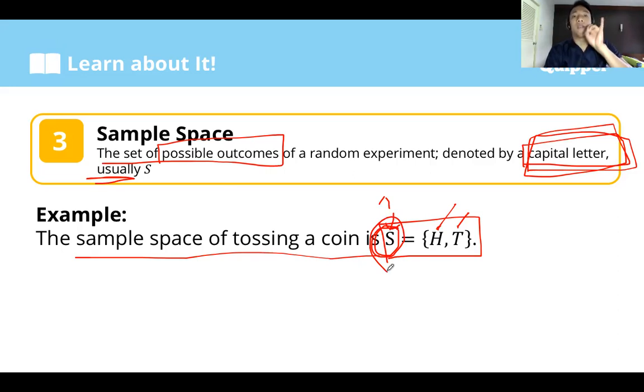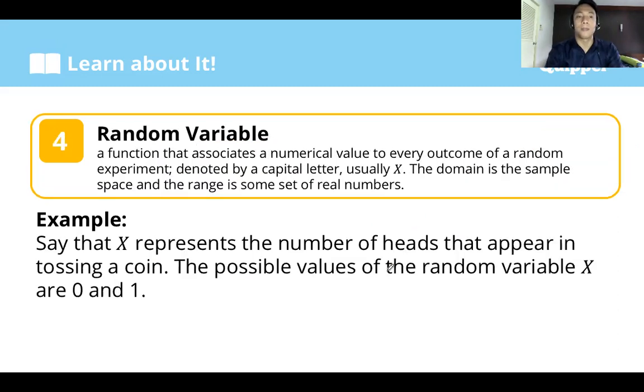Okay? So we have the first one, we have the random experiment. Number 2, outcome. Number 3, sample space. Number 4, this one is the random variable. Ano naman yung random variable na yan? A function, so it is still included in the function. A function that associates a numerical value to every outcome of a random experiment.